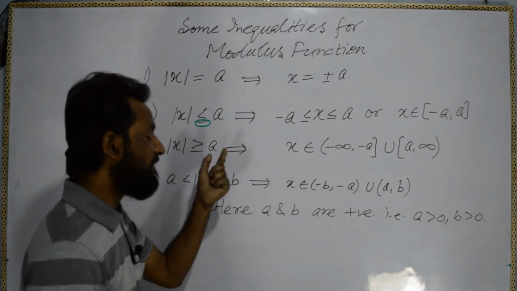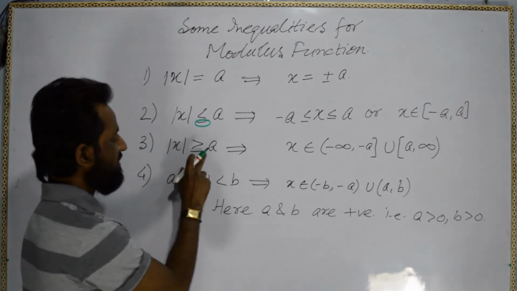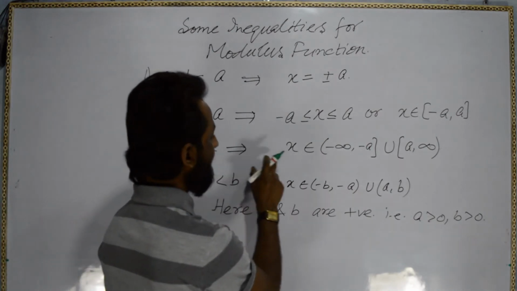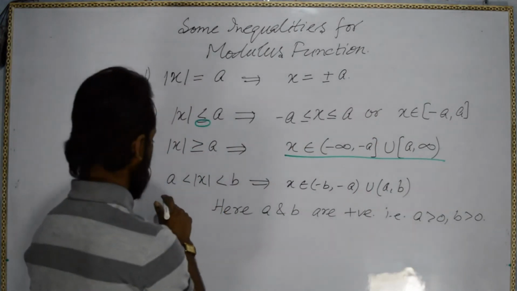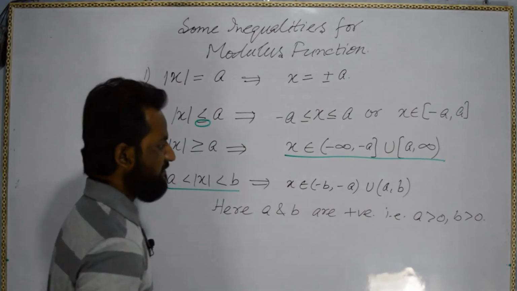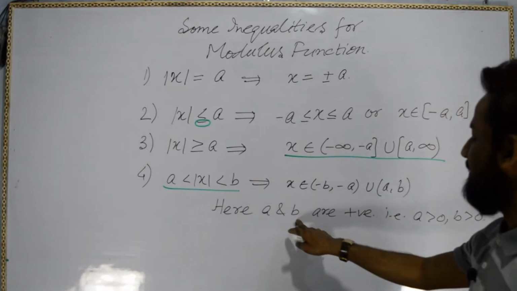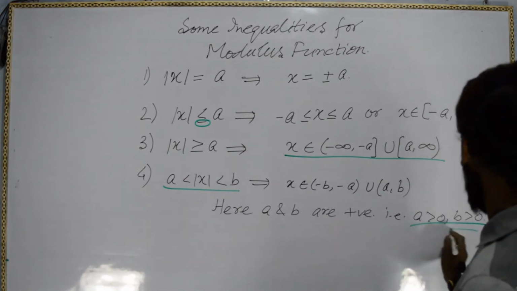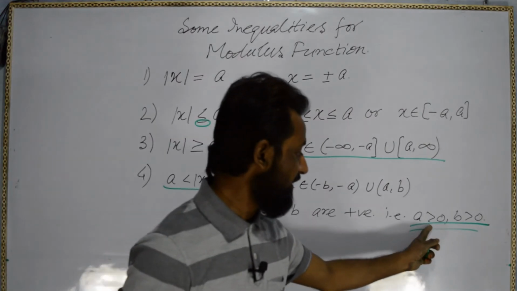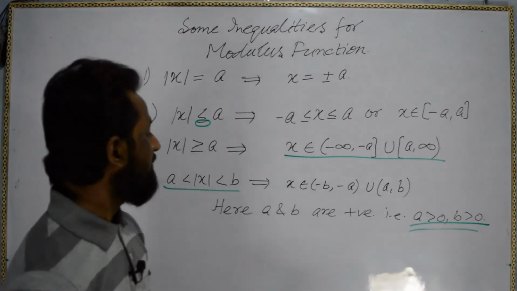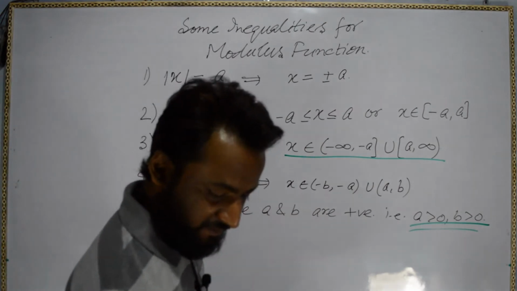In the chapter on sets, we have studied the intervals. And then when the mod x value is greater than or equal to a, then we will get this kind of interval. And when we have this kind, these are the values. And note that a, b both are positive here. Okay, all these rules or inequalities are only for a positive and b positive. So just copy these things and then we will try to solve some questions.